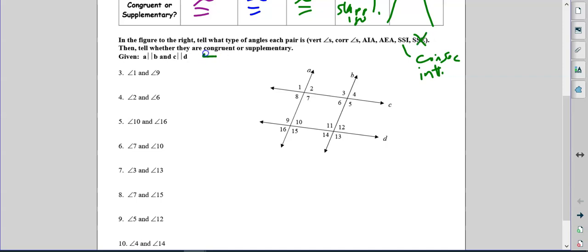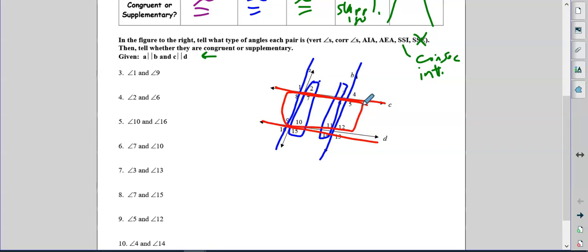We're given A is parallel to B and C is parallel to D. So before we get started, let's look at this. If we look at A and B, okay, these are my interior angles. Okay, those are all interior. But if I'm looking at C and D, these are my interior angles. So you have to be careful and figure out which way you're looking. But if you notice, 6, 7, 10, and 11 are interior no matter which. So those are always interior angles.